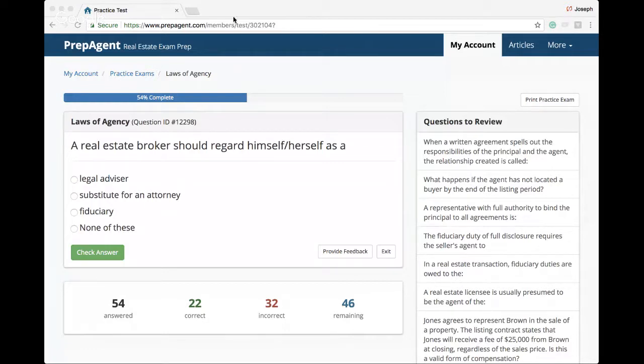Okay, first question of the day. A real estate broker should regard herself as A, legal advisor, B, substitute for an attorney, C, fiduciary, or D, none of these. Okay, and a good way to start off the day. And the answer is C.